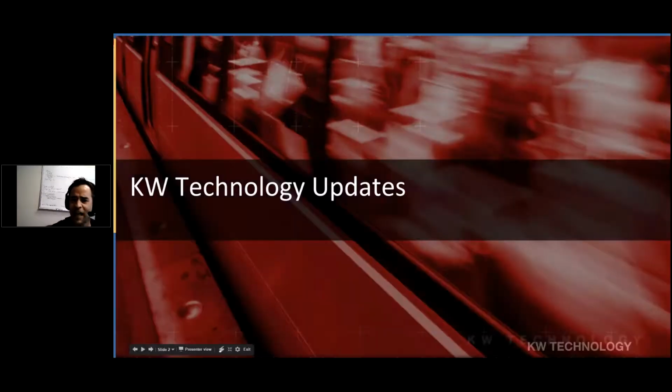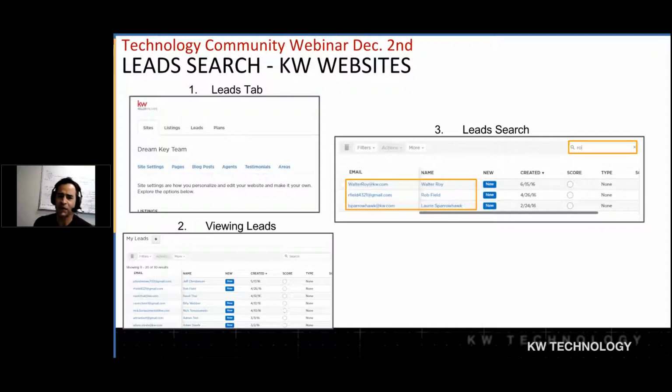All right, let's start with the KW Technology updates. We have a couple of quick updates. You can quickly find the leads you need. You can search by first name, last name, email address, or even phone number. All you have to do is click on the Leads tab to view more detailed lead information. That'll bring you to step 2, which is viewing the leads screen, where you can see your leads, the email addresses, names, statuses, creation dates, scores, the types, and whether or not they've been contacted. You can note all that.